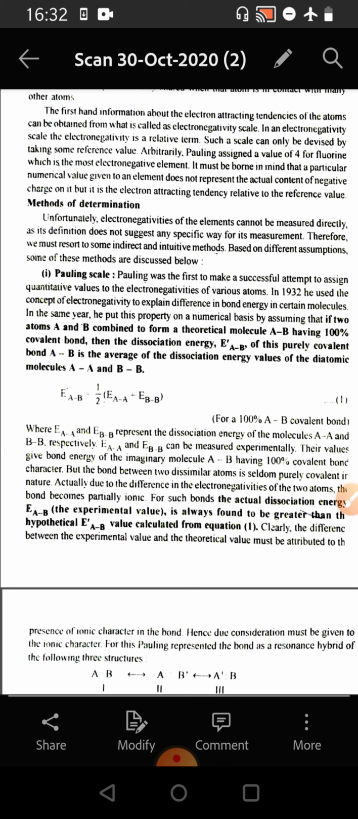The information about the electron attracting tendency of the atoms can be obtained from an electronegativity scale. Such a scale can only be devised by taking some reference value. Arbitrarily, Pauling assigned a value of 4 for fluorine, which is the most electronegative element. It must be borne in mind that a particular numerical value given to an element does not represent the actual content of the negative charge, but it is the electron attracting tendency relative to the reference value.